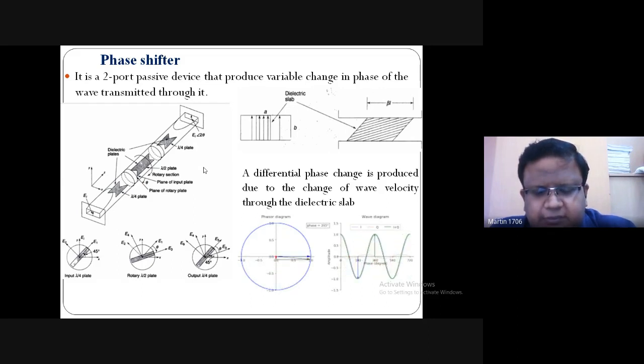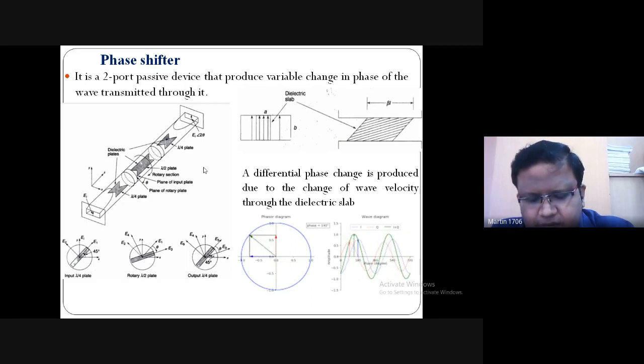That is input lambda by 4 plate, rotary lambda by 2 plate, and output lambda by 4 plate. So you can see when the input signal at the one terminal is sinusoidal, then when it enters, some progressive signal also goes inside the medium. That is called a reflected wave.